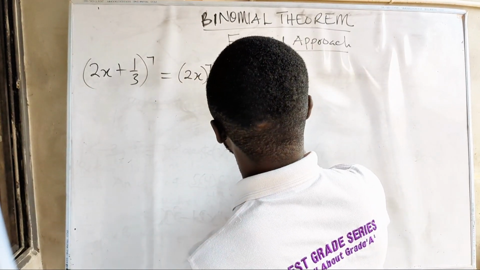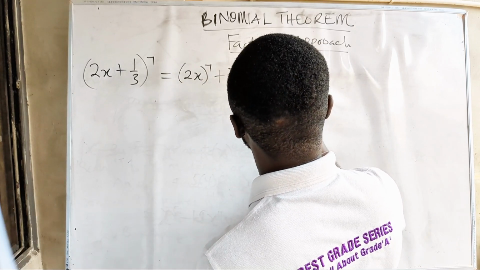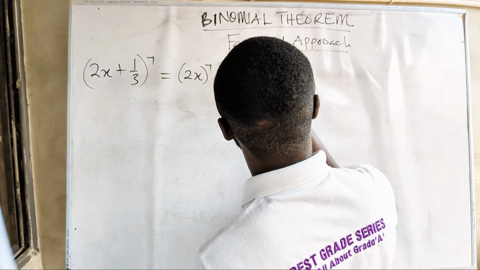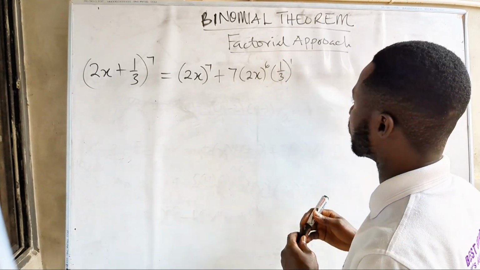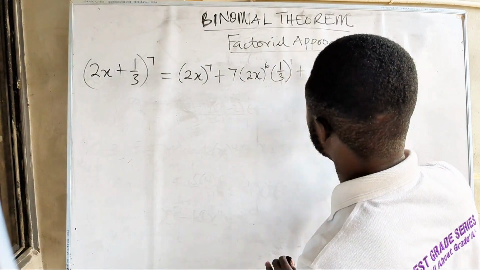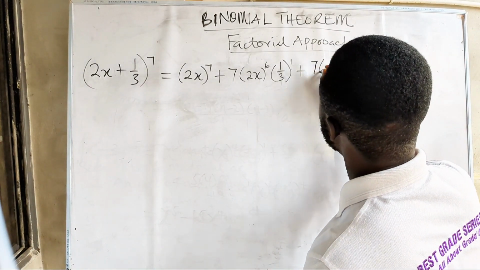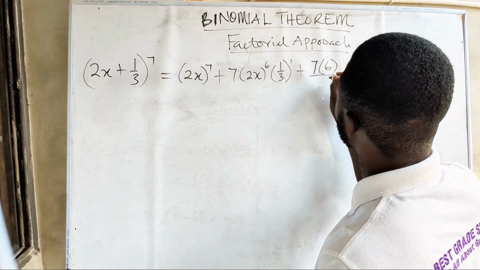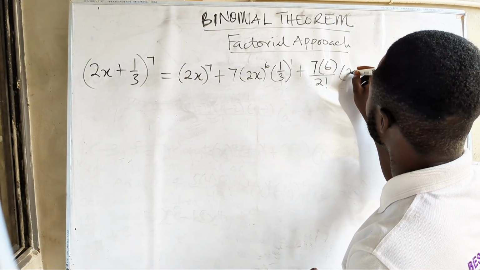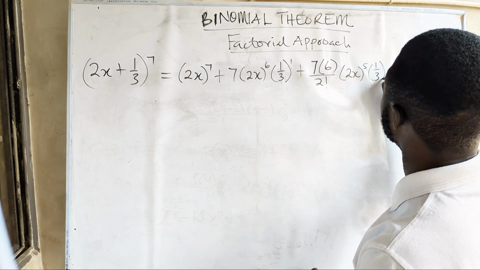then we have 2s reduced by 1, and then 1 over 3, so 2s exponent 6, then 1 over 3 exponent 1. Okay, so this will become our second term. Then plus our next term, what are we going to get here? 7, then reduced by 1 times 6 over 2 factorial, then 2s exponent 5, 1 over 3 exponent 2.